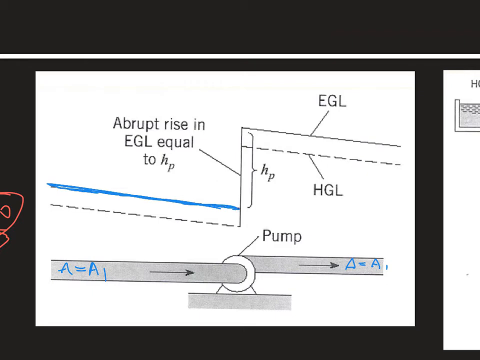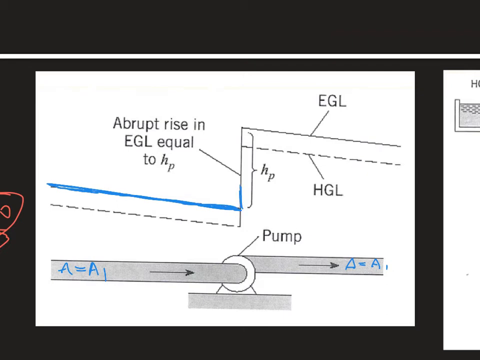Some clever engineer says, oh my God, our total energy is low, so what do we do? Well, we're going to add a pump. This is the only way that the EGL will ever go up. The HGL can do all kinds of crazy things, but the EGL can only go down in the direction of the flow unless there's a pump. And I'm going to say that on every single one of these.